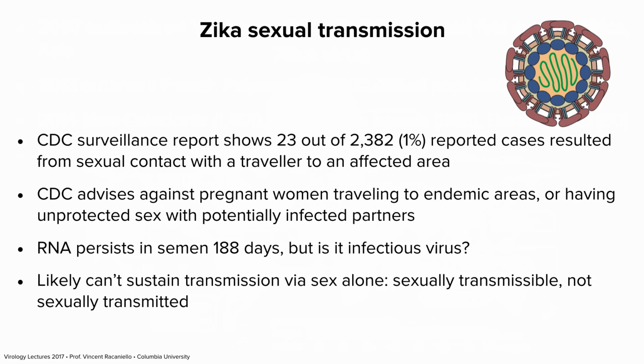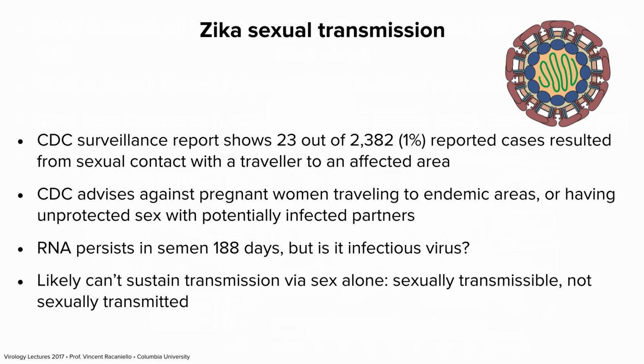The main mode of transmission is via the mosquito. The CDC surveillance report, which was issued at the end of last year, looked at 2,300 cases of infection which were imported. 23 out of the 2,300 resulted from sexual contact with a traveler to an affected area. So it's about 1% risk of sexual transmission. The risk of birth defects, about 10%, but that's probably an underestimate.